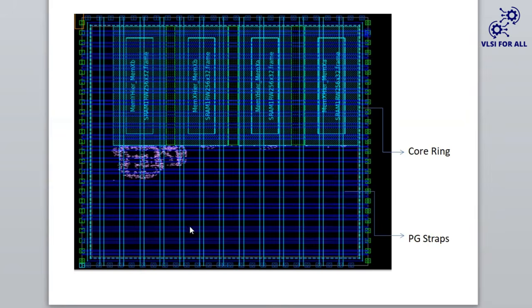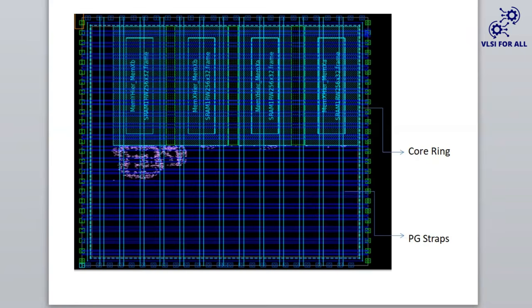Rails are nothing but the connection to the standard cell rails, that is connecting VDD and VSS to the VDD and VSS of the standard cells. Those are called rails. Here you cannot see the rails; if you zoom in, you can see them. As of now, I have not shown any rails here. This is how power distribution has been done. This is one kind of power planning.